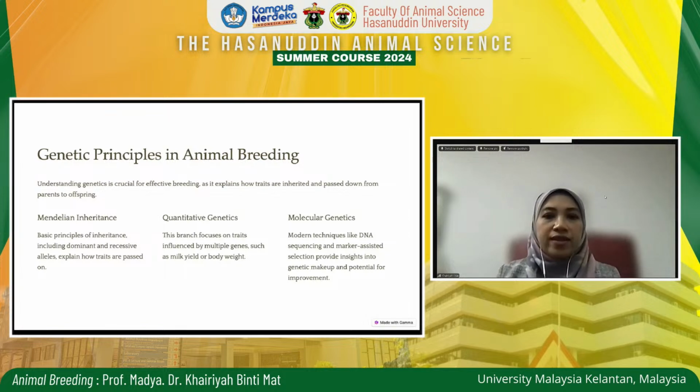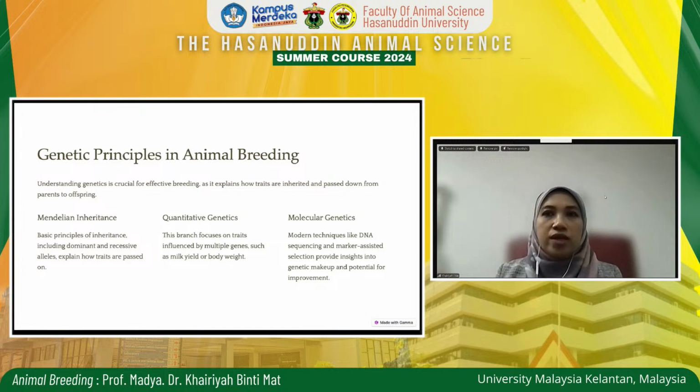Other than that, quantitative genetics. This is the branch that focuses on traits influenced by multiple genes. For example, when we talk about milk yield, it's not only one trait that contributes to the production of milk, how much milk is produced.